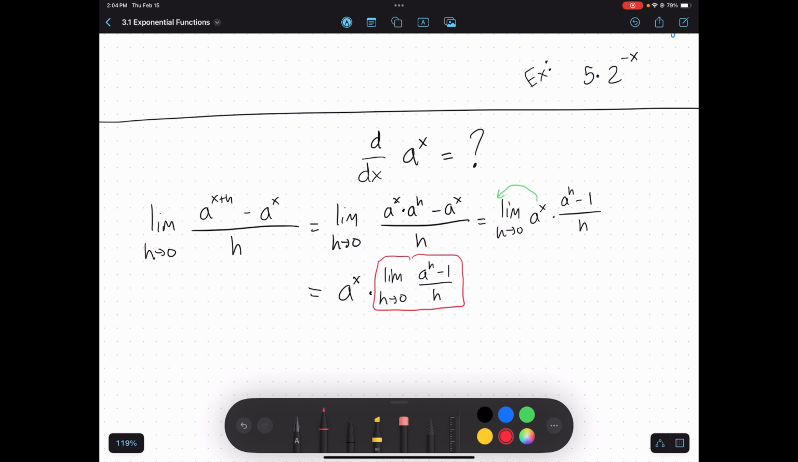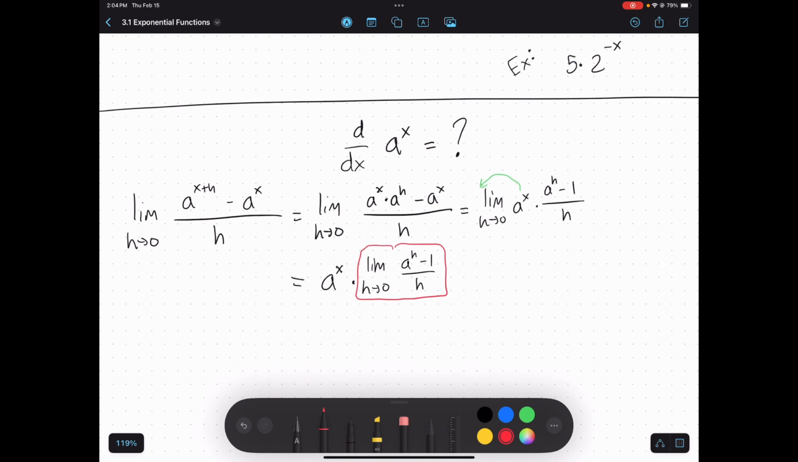So there's a chance that this limit might not exist, but if it does exist, I'm just going to get out a constant value. So what they were able to figure out was that the derivative of a to the x is just some constant multiple of itself. I get some constant times a to the x, where that constant is equal to this limit that we came up with, a to the h minus 1 over h, as h approaches 0.